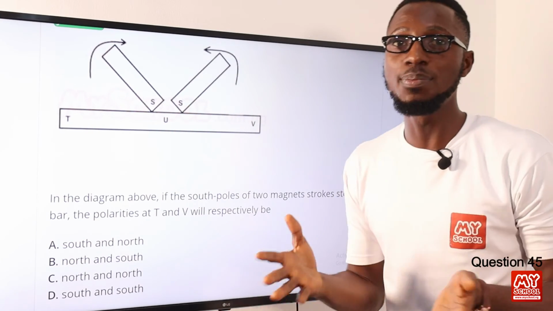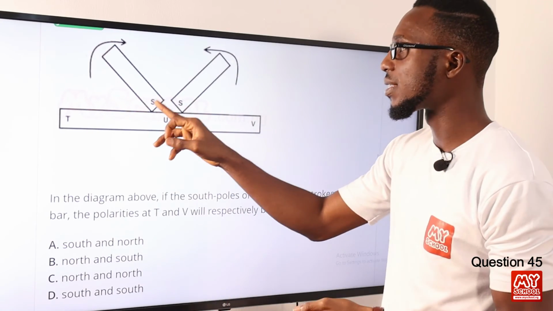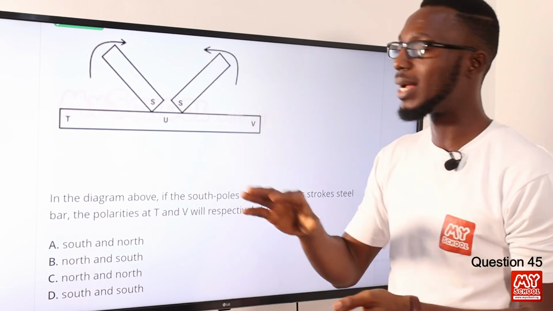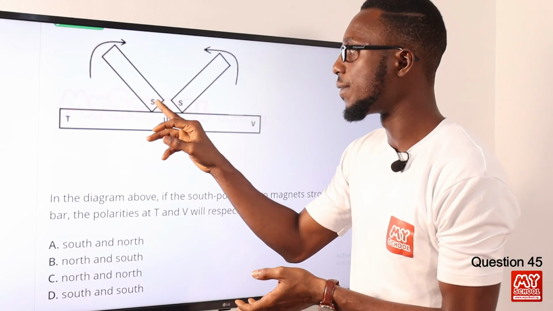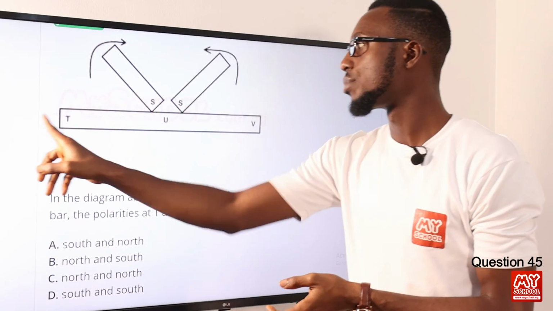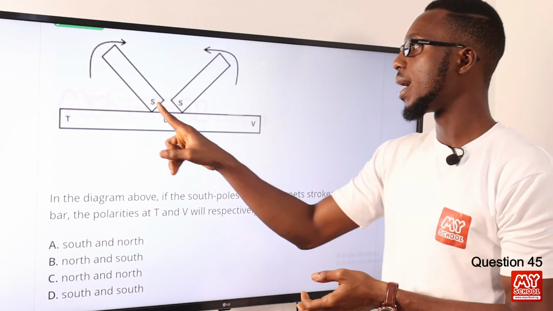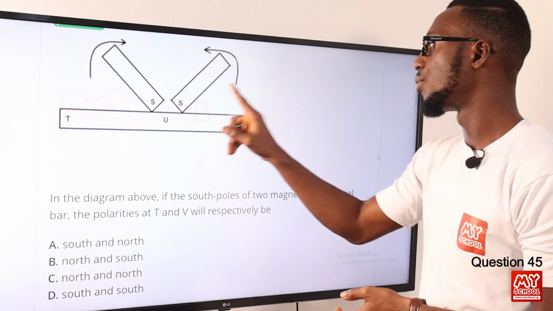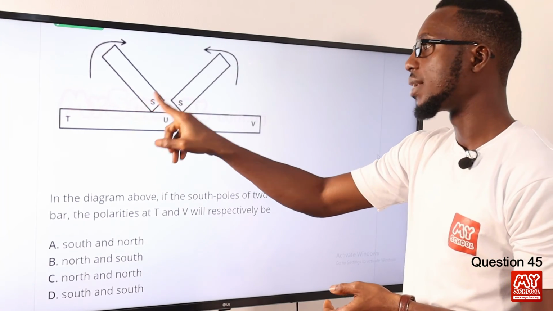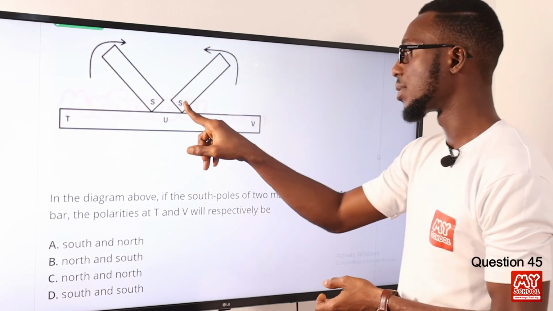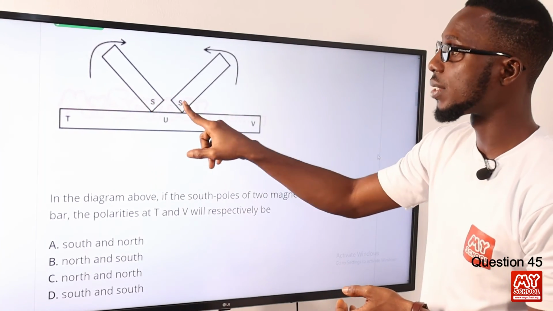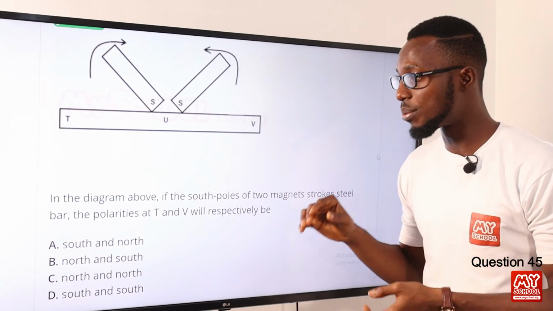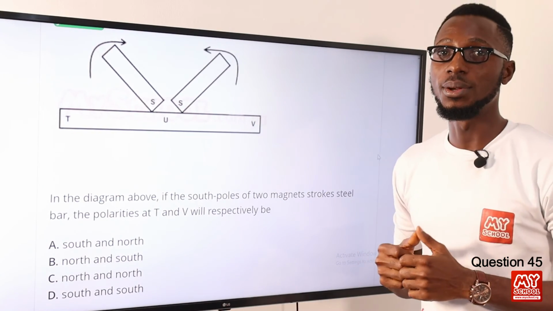So working on that principle, if this is south, this is going to be north. Remember I said that it's just going to be opposite of the stroking pole that comes towards it. So right here, this is south, this is going to be north. If this was north, this is going to be south. Here we have south, south, so it's going to be north, north. So the correct option that we have here is option C for north and north.